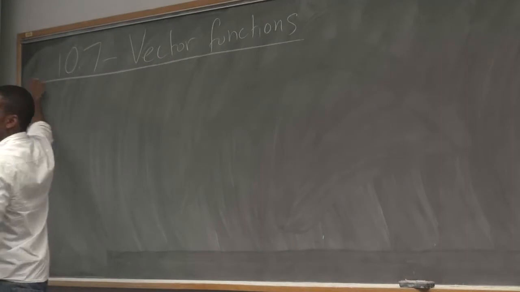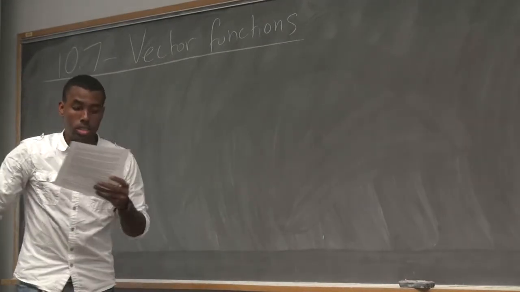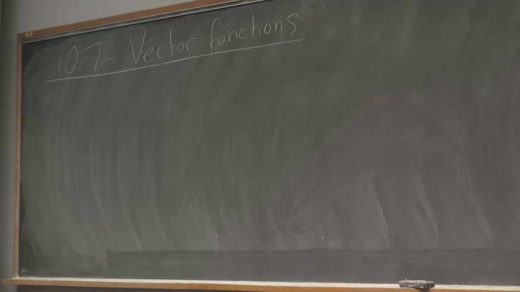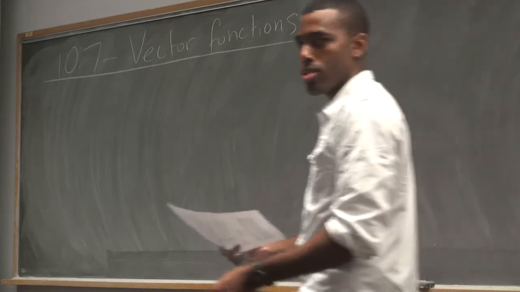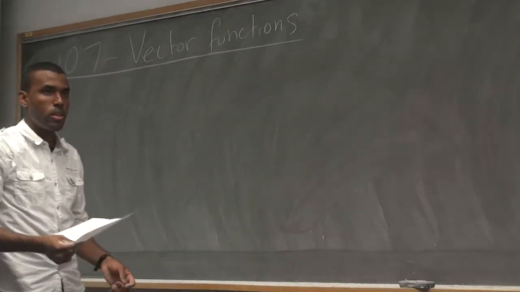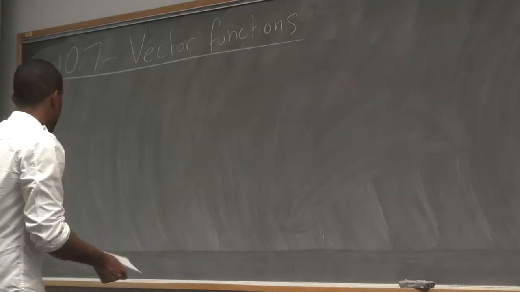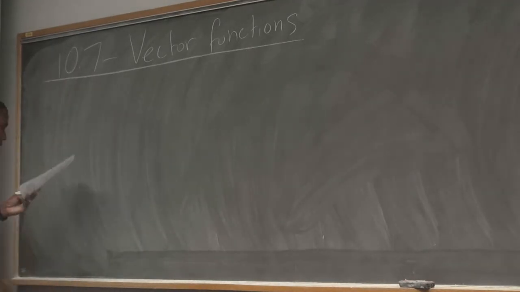The exam is including 10.7? Yes, it's all chapter 10. So in chapter 10, we go up to 10.7. So we don't do 10.8 or 9. I think in the book it goes up to 9, but we're only doing up to 7. So this is the last topic for the test. I don't think I'll finish it.